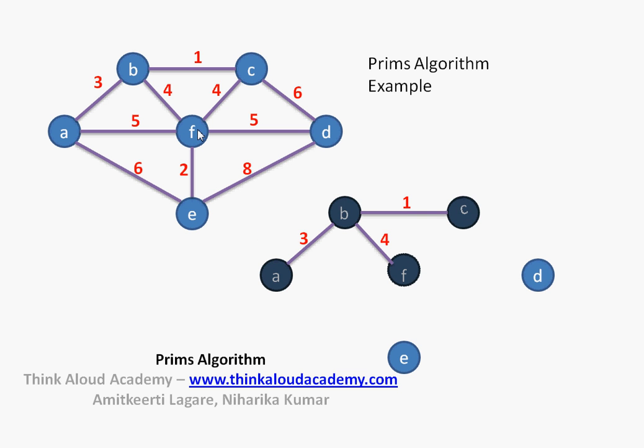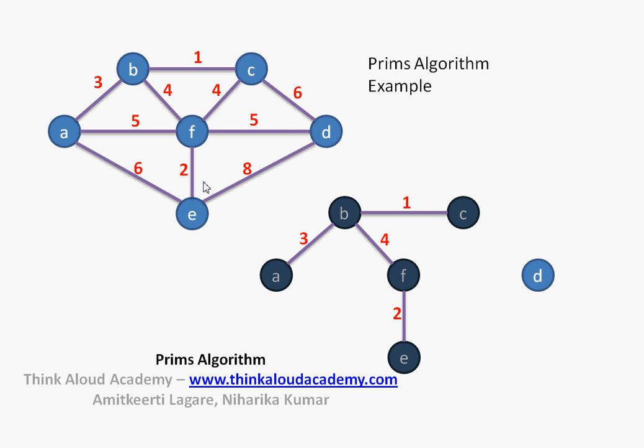Now from A, B, C and F, I need to find an edge which connects to either E or D, which is smallest. I have an edge of length 6 from A to E and 5 from A to F, which is left. From B, I don't think I have anything left because I have used both 1 and 4. From C, I still have 4 and 6. And from F, I have the value 2. So between 2, 6, 5, 4 and 6, 2 is the smallest. So I would naturally choose that, and I would put E into the kitty.